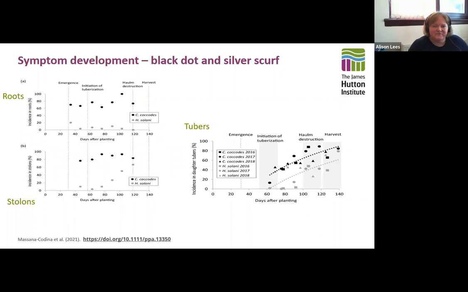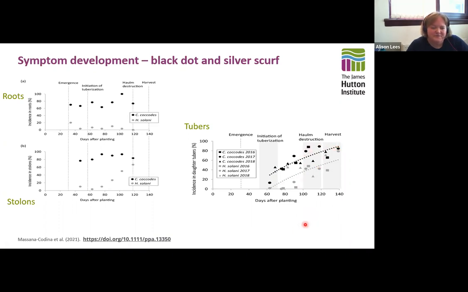So these graphs, again from Masana, show that all below ground tissues were colonized by Colletotrichum coccodes. Infections in the roots and stolons appeared very early in the season, here and here, and their incidence remained stable throughout the growing season. Daughter tubers were infected with Colletotrichum soon after tuberization, with at least 40% of the tubers infected at 70 days after planting, and between 60 to 80% at 100 days after planting and thereafter.